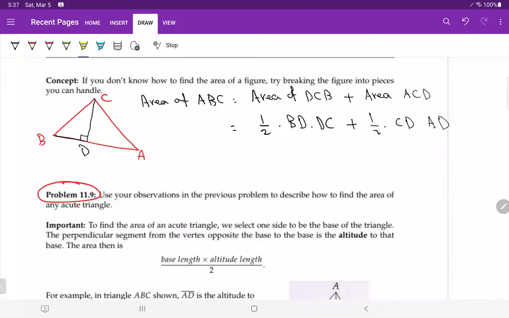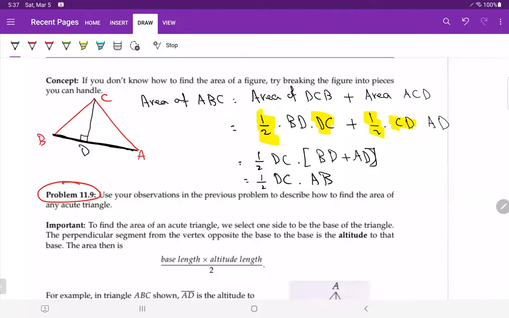We will do the same thing. We will pull this out. DC is the same as CD, so half and DC are going to go out. Then we have BD plus AD. But BD and AD together is everything; AB is AB. So this is the area. The area is half times one side times the perpendicular that comes from the other vertex.